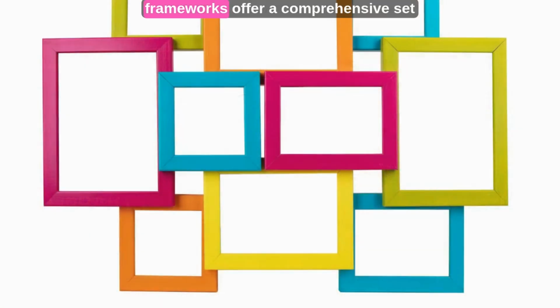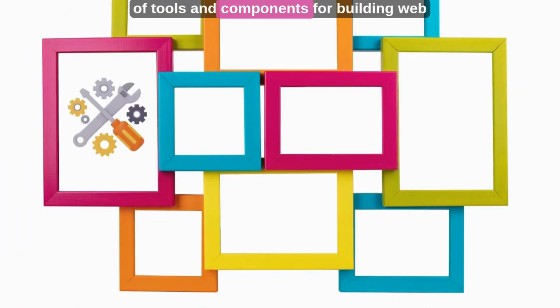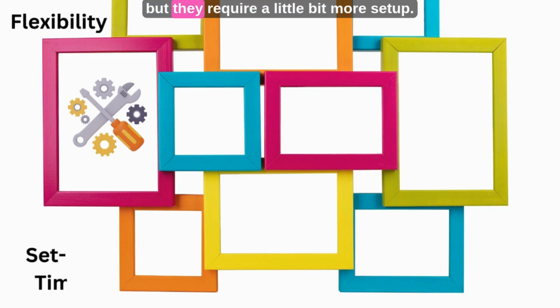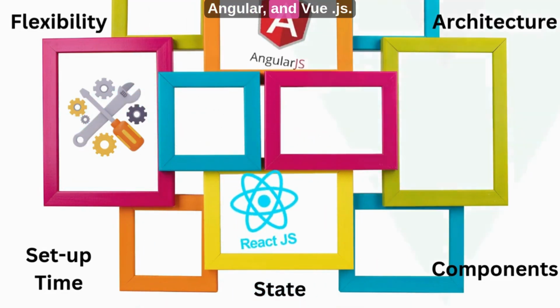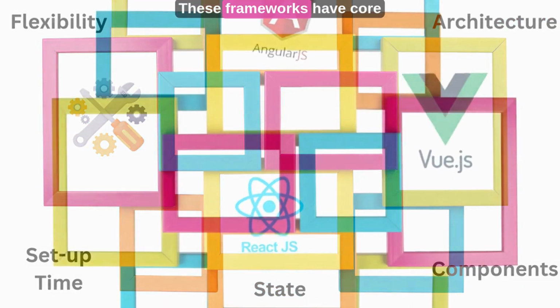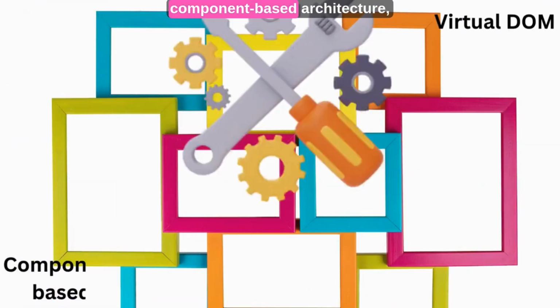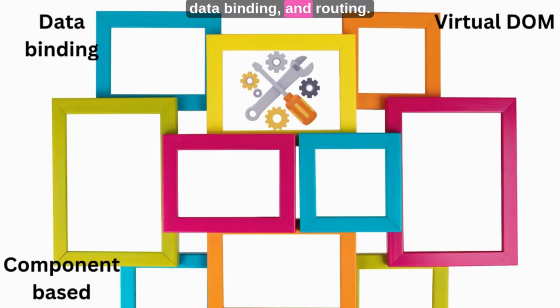Finally, frameworks offer a comprehensive set of tools and components for building web apps. They provide more flexibility than templates, but they require a little bit more setup. Their focus is on the entire development process, including the architecture, the components, and state management. Prominent examples include React, Angular, and Vue.js. These frameworks have core components and concepts which include virtual DOM, component-based architecture, data binding, and routing.